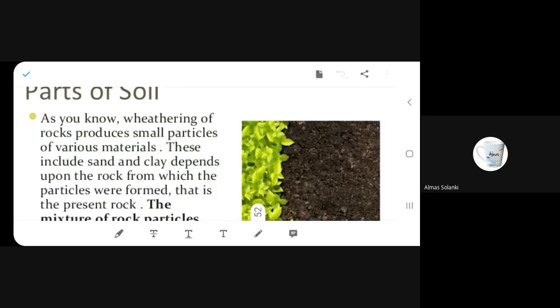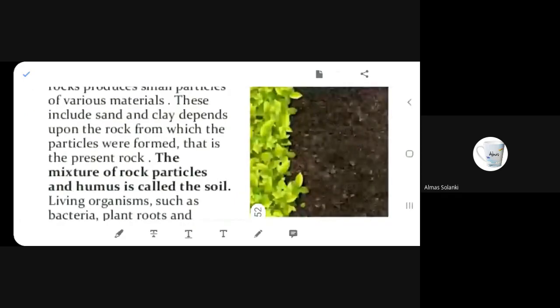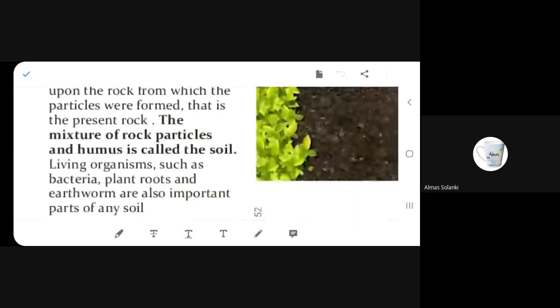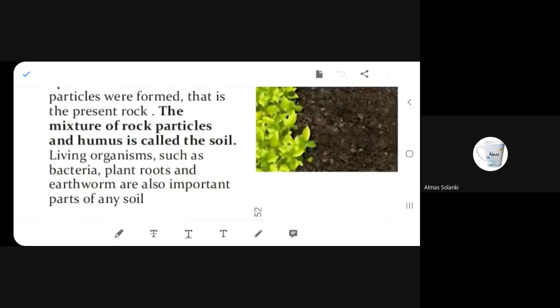These include sand and clay depending upon the rock from which the particles were formed. That is the parent rock. The mixture of rock particles and humus is called the soil. Living organisms such as bacteria, plant roots, and earthworms are also important parts of any soil.